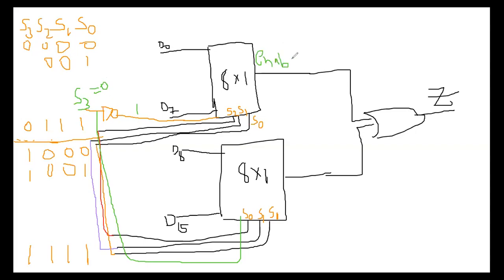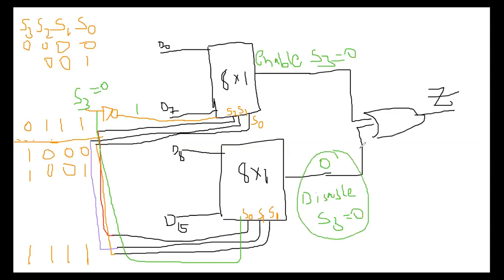Enable when S3 is equal to 0. This one is enabled, and below it is a disable, when S3 is equal to 0. Following my dear students, S3 equal to 0 means its output is always 0 only. In this condition, this output is always 0. And here the output depends upon S0 and S1.